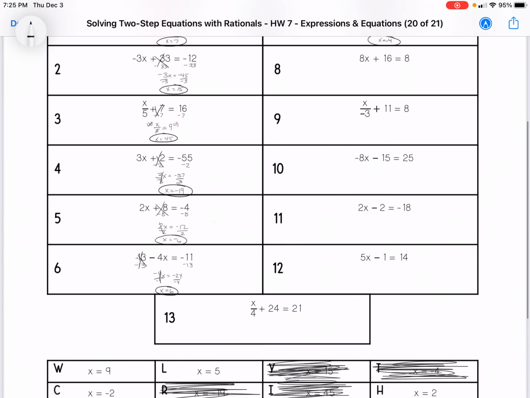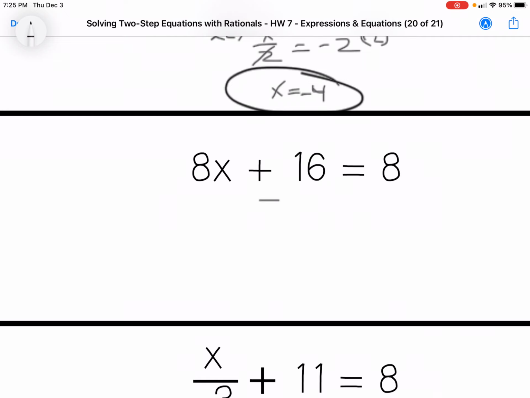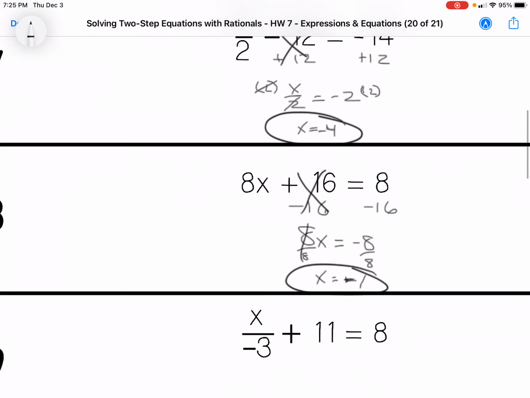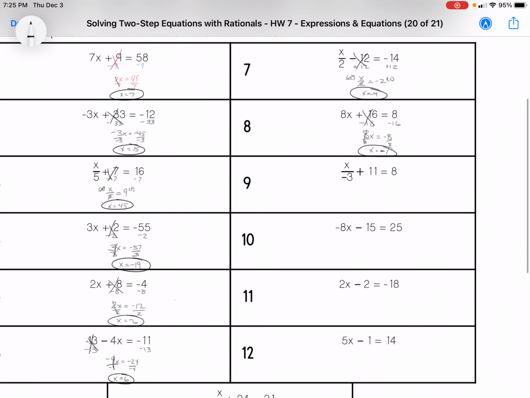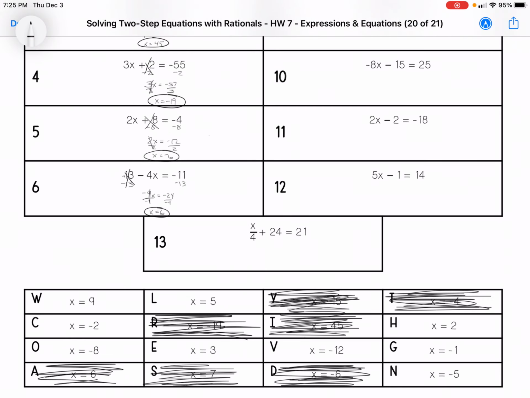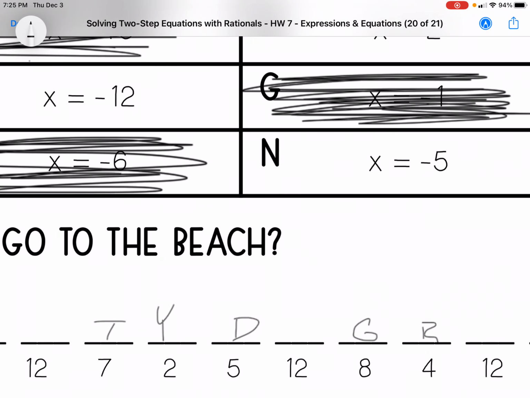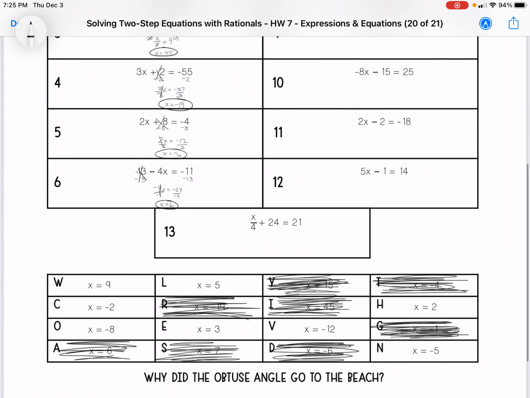All right, moving on. Number 8. Subtract 16. Those go away. 8x equals negative 8. Divide by 8. X equals negative 1. That's an ugly negative 1, but it is what it is. So 8 is negative 1. Where's negative 1? G. G unit. So G is 8. Where's an 8? There it is.